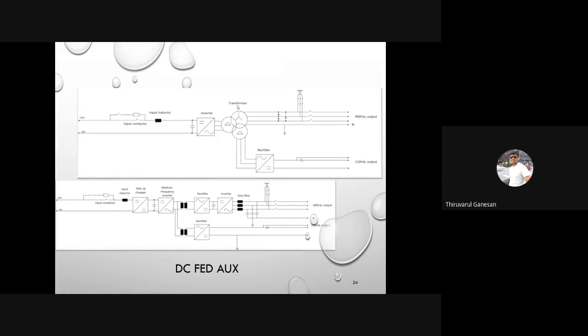So you can see there are advantages and disadvantages of these two systems. For example, this case is the most conventional way of designing the auxiliary converter, and it will be more robust. It is less costly compared to this one, and maybe the space will be more because of the transformer core and transformer copper usage.